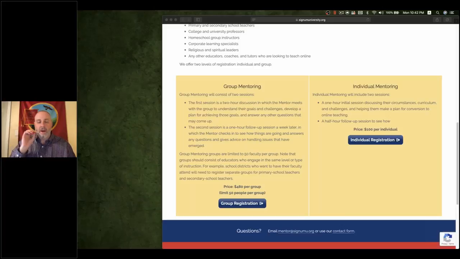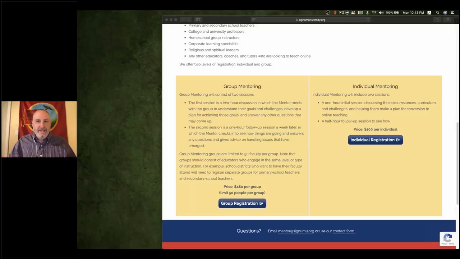Same pattern: your mentor will meet with you the first time just to help you make a plan, to answer your questions, to help you figure out the path to be able to do what you do as effectively as possible remotely. And then we'll do a follow-up session. Those will be shorter, just an hour-long session for the first session and a half-hour follow-up, so it won't be too much of your time. Also making that as inexpensive as possible. The price for that is $100 per individual, so it's as inexpensive as we can make it.